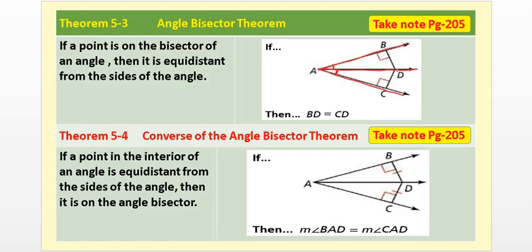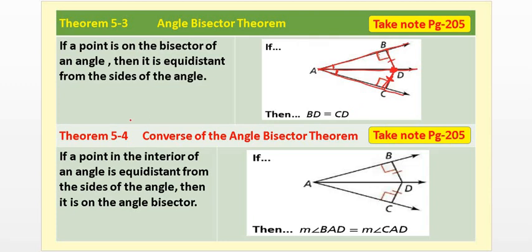Now if you have any point on this angle bisector, then the distance of this point from the sides of the angle, or you can say from the legs of the angle, will be the same. So this distance BD will become equal to CD. I already know that this ray is showing the angle bisector. I will take any point on this angle bisector, then the distance of this point from the legs of the angle will be the same, and this angle will also be a right angle. Clear?